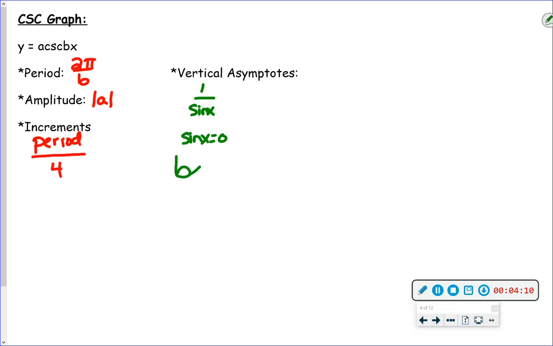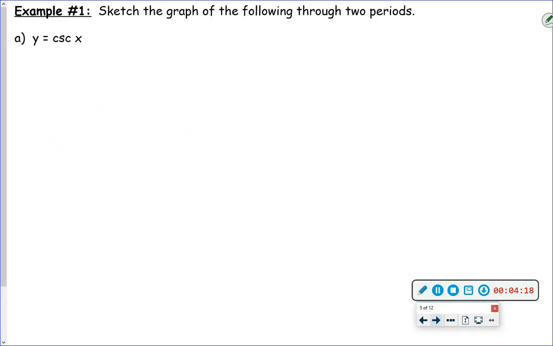I'm going to take whatever's with x, set it to 0, and pi. All right, so again, let's get into the drawing of these. Very similar, of course, to sine and cosine. So I'm going to list everything the same as I would. Think about this if it helps you.